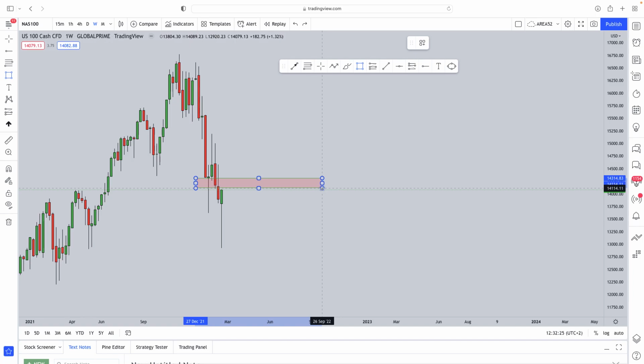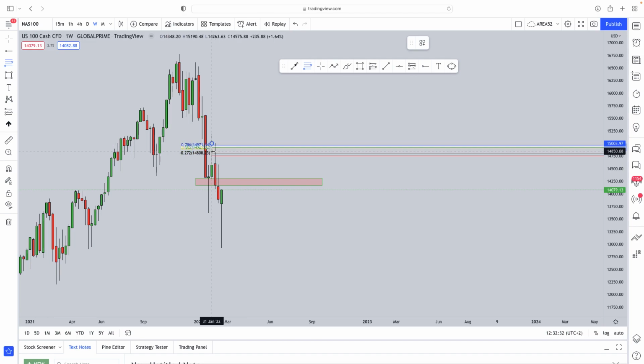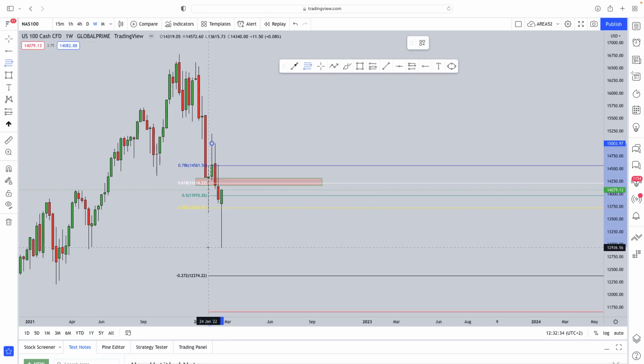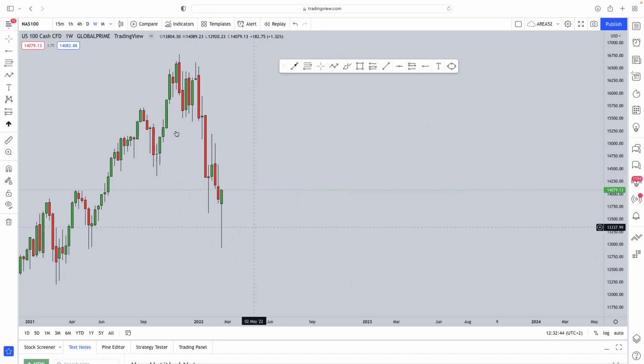Now, in any case, from a weekly perspective, we can see support got broken and it's now turned resistance. We could have the potential confluence of the 61.8 if we take the Fibonacci from the low to the high of the impulse, just like I said. So we can definitely expect the NASDAQ to creep into those levels before we get this continuation to the downside from a weekly perspective.